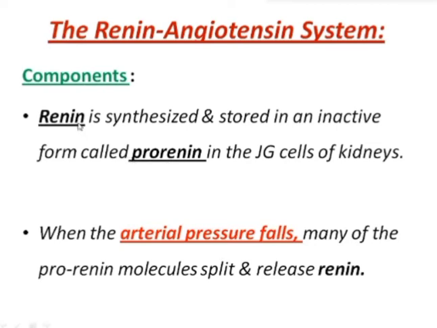So renin enzyme, ये याद रखिए, renin is an enzyme which is secreted by the kidneys in response to a fall in the blood pressure. This is the main thing. So whenever the arterial pressure or the blood pressure decreases, many of the prorenin molecules split and they release renin. See? So when BP falls, renin will be released by the kidneys. Now what's the action of renin?